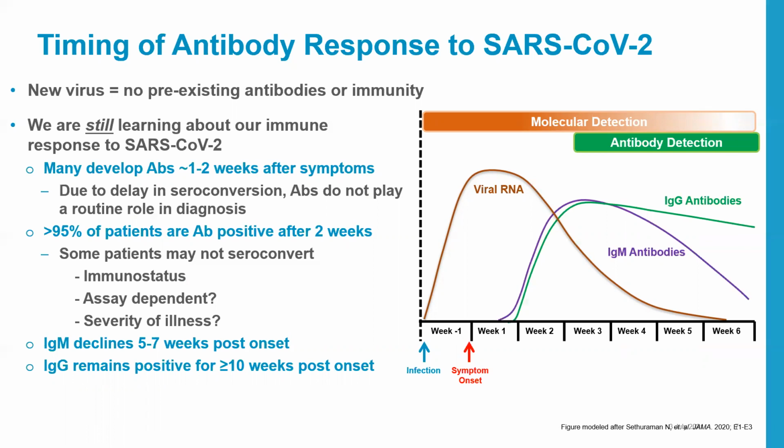And it is said that many develop antibodies 1 to 2 weeks after the symptoms, and this apparently is due to the delay in the seroconversion. However, the antibodies do not play a routine role in the diagnosis. And also, 95% of the patients are antibody positive after 2 weeks. Some patients may not seroconvert, and so the immunostatus is critical, as well as this is assay dependent and the severity of the illness.